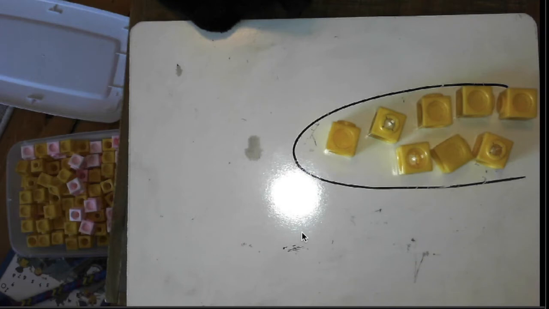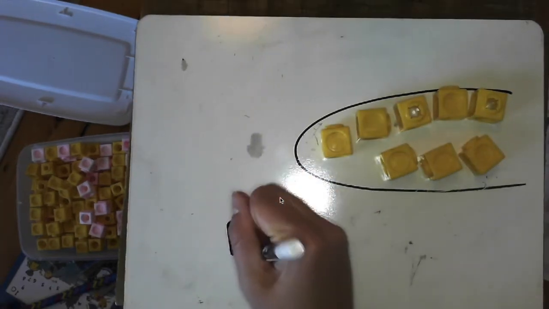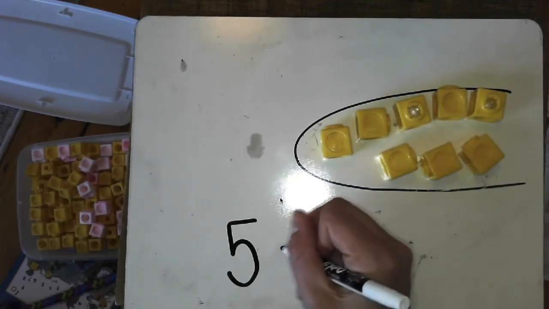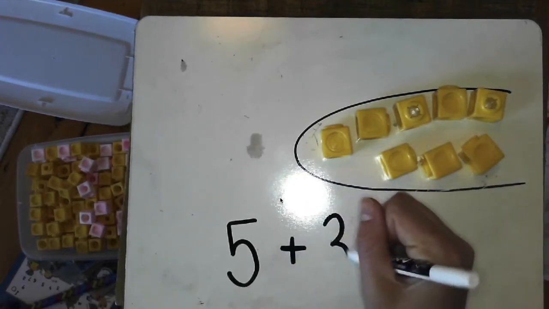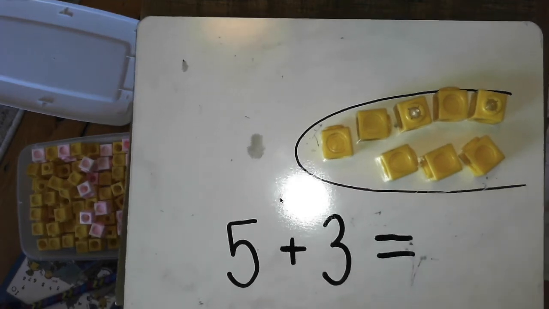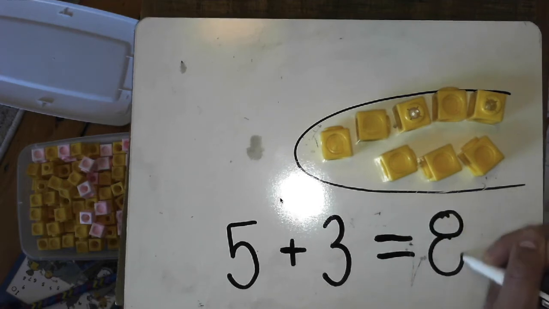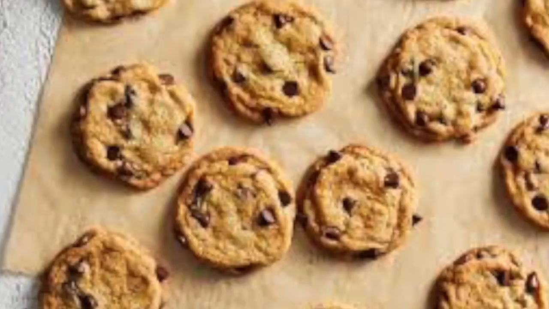8 birds in all. Let's write a number sentence. There were 5 birds plus 3 more came and joined them. And that equals, that's the same thing as having 8 birds in all.